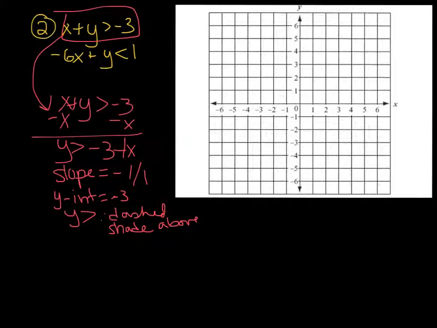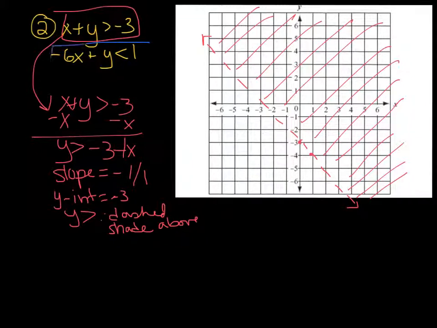So I'm going to go ahead and draw my y-intercept at -3. I go down 1, right 1. So then I'm going to draw my dashed line. And I'm going to shade above. Now I'm going to do the same thing with the other one. If you want to pause and do it on your own, you can. So for this one, I start by solving my equation for y.